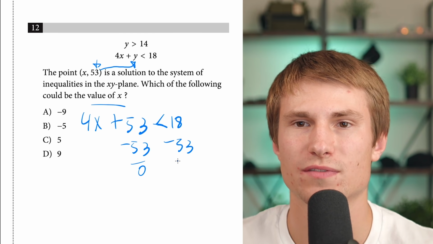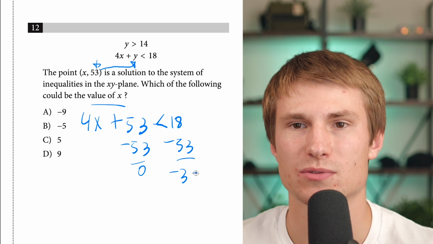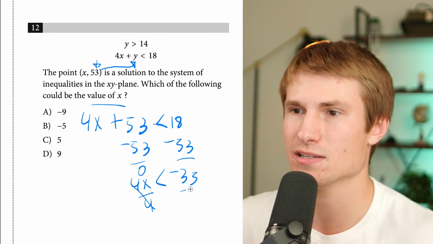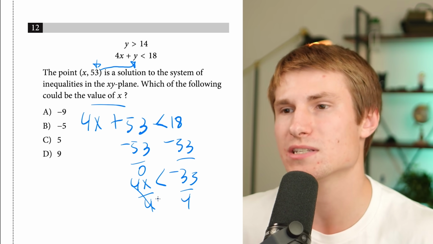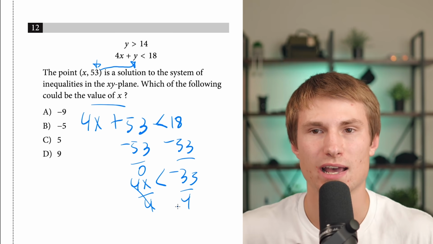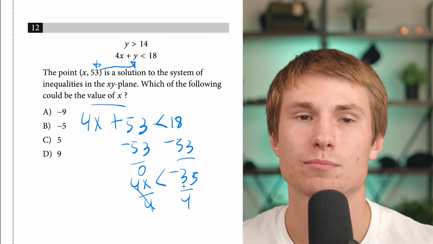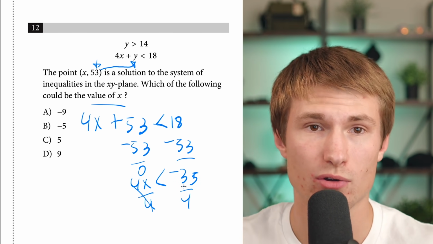So we'll subtract 53 from each side. That'll end up leaving us with negative 35 must be greater than 4x. From there, we want to isolate x, as I said, so we divide both sides by 4. Now we see that x must be less than negative 35 over 4. Now what you should be able to recognize here is that 35 over 4 is pretty close to 36 over 4, or in other words, 9.